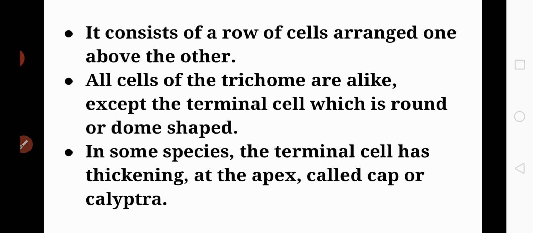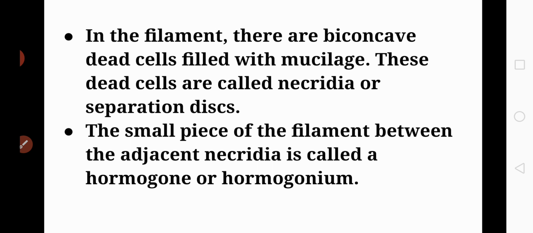or calyptra. Okay, so in the filament, there are biconcave dead cells filled with the mucilage, and these dead cells are called necridia or separation discs. Am I clear? The small piece of the filament between the adjacent necridia is called a hormogone or hormogonium.